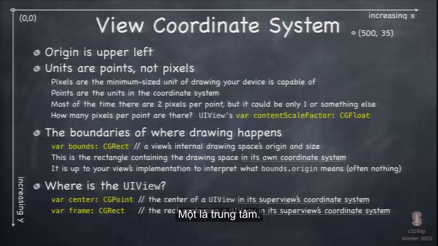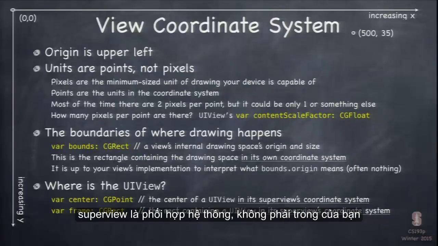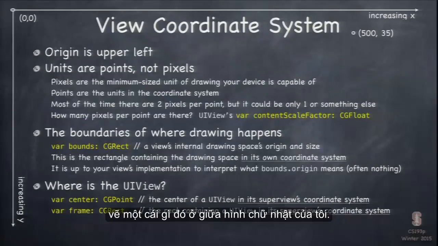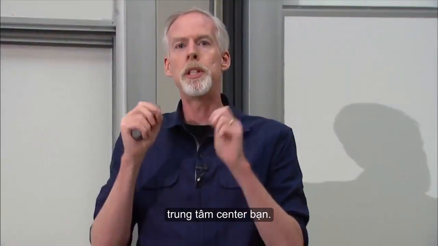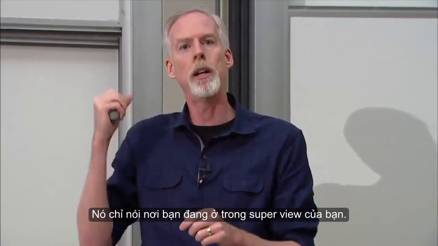One is center. Center is the center of your view rectangle in your super view's coordinate system, not in yours. So if you write code that says, oh, I want to start drawing something in the middle of my rectangle, I'll get center. That's wrong. Okay? Center is in your super view's. Center positions you. It has nothing to do with how you draw. It just says where you are in your super view.